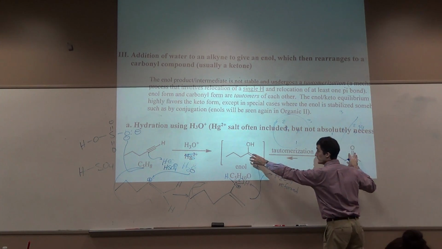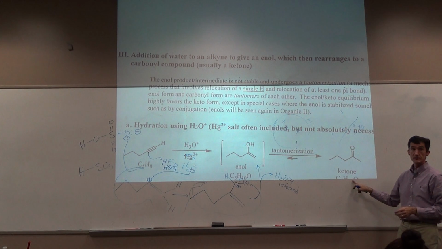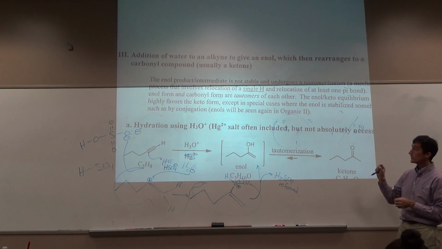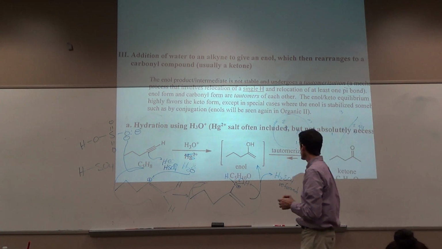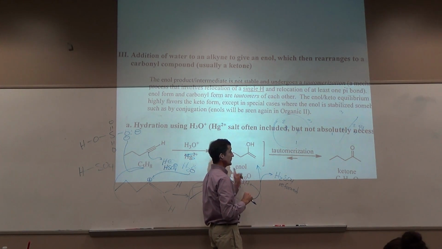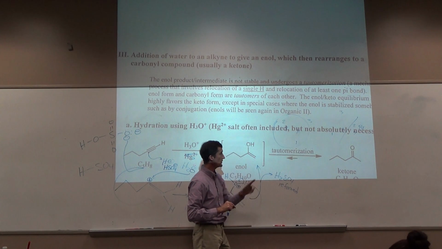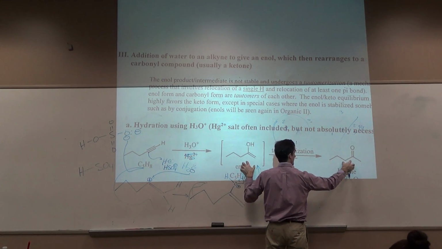What's the relationship between these? Well, they have the same formula. That's why I showed the formula. It's just a rearrangement. Constitutional isomers. We're going to call them tautomers. It's a specific type of constitutional isomer. We're going to call these tautomers of each other. The process of going between one or another is called tautomerization. That's a verb. These exist in equilibrium.